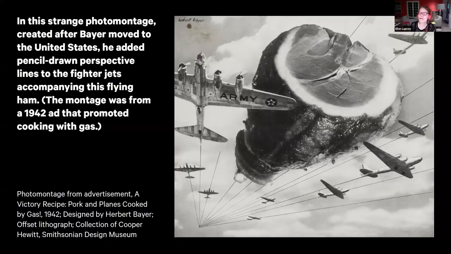It is not political at all. It is using the rhetoric of wartime production. It's 1942, so the US had just entered World War II. And it's encouraging people to buy gas stoves instead of electric stoves in their kitchens. That's amazing. It makes no sense, right? But it has this political, propaganda feeling.